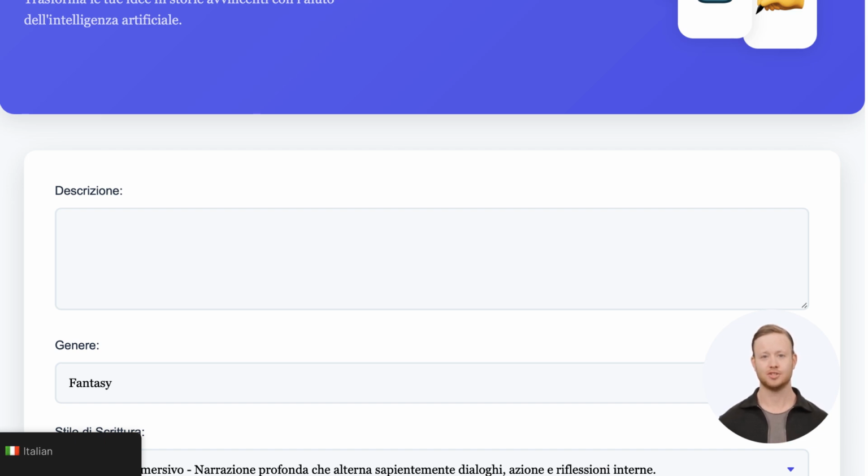We've worked on how to structure the plot, develop engaging characters, and build a believable narrative world.